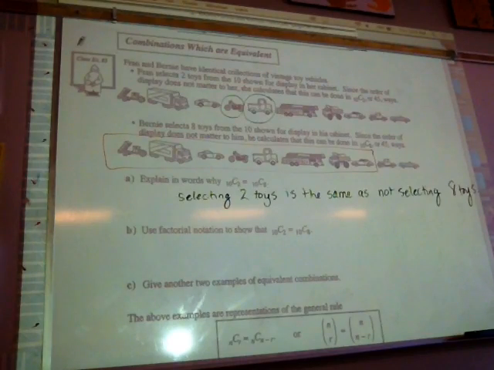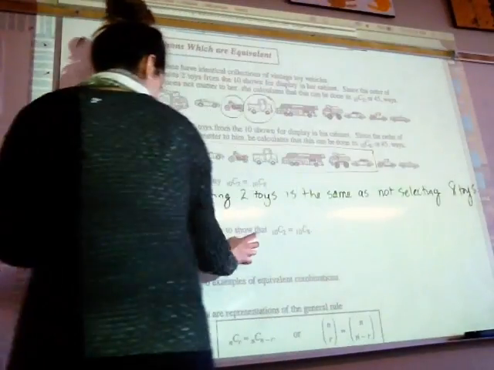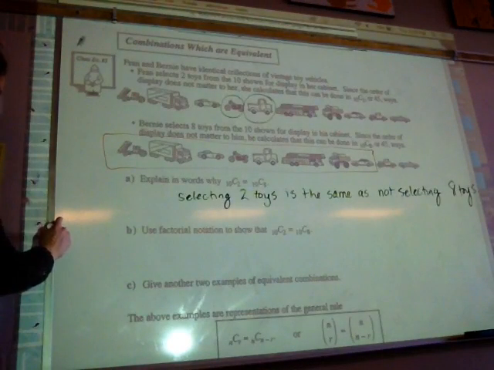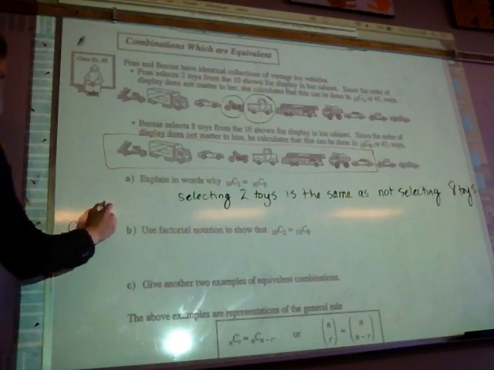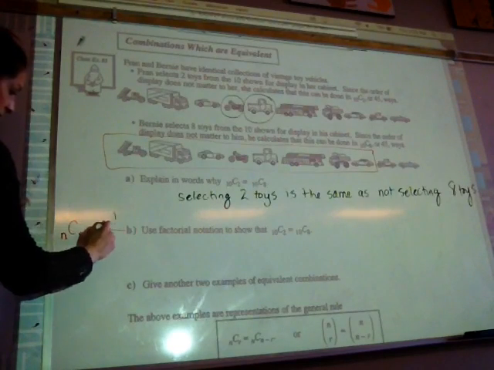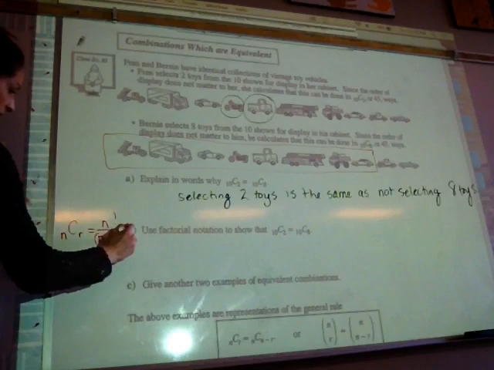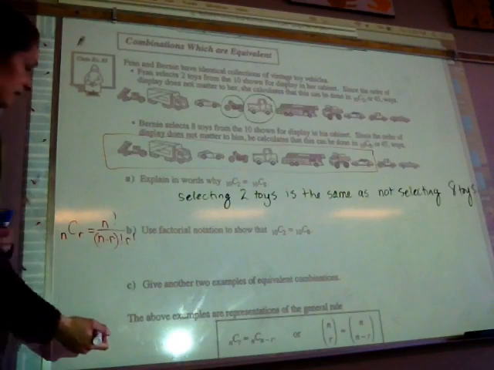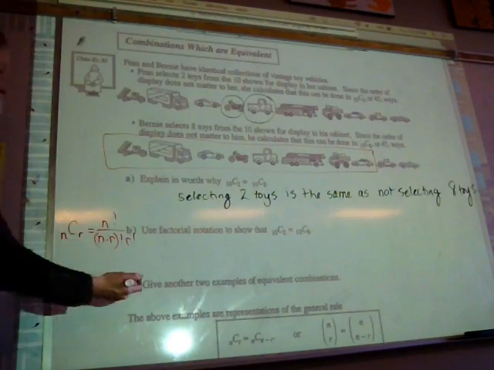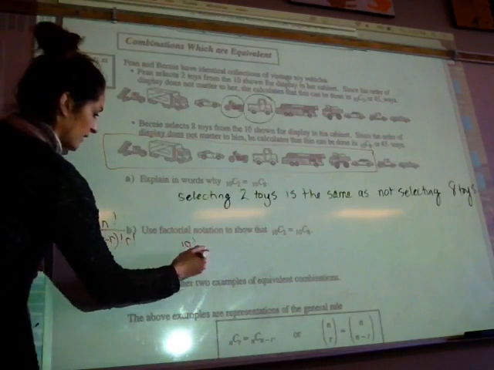Okay, now using factorial notation. Just a reminder, using the formula for combinations, n choose r would be n factorial over n minus r factorial times r factorial. So for 10 choose 2 on the left hand side, our n is 10 and our r is 2. So we would have 10 factorial.